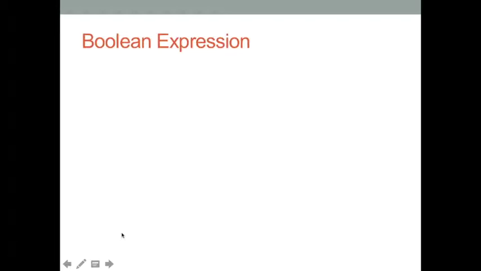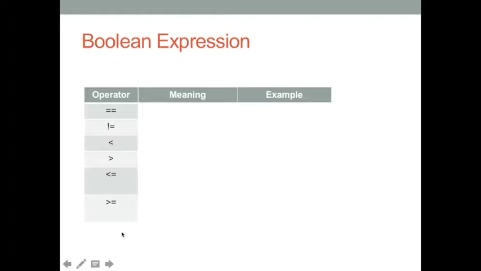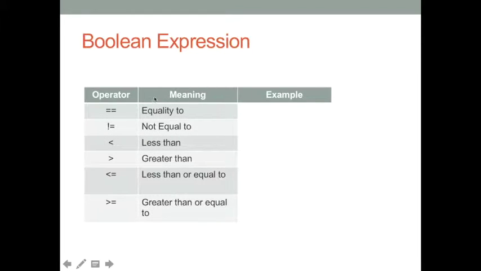Okay, so that condition is known as a Boolean expression. And we use some special operators in those expressions. So we were using greater than before, and there are some others here that we can also use. So double equal sign means is equal to. Remember that the single equal sign means assign to. It's the assignment operator, so it stores a value from the right to the left.